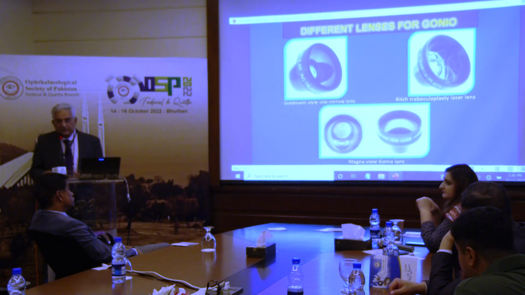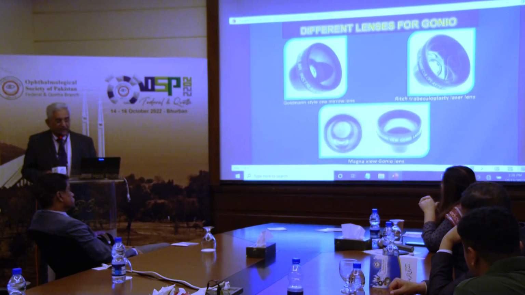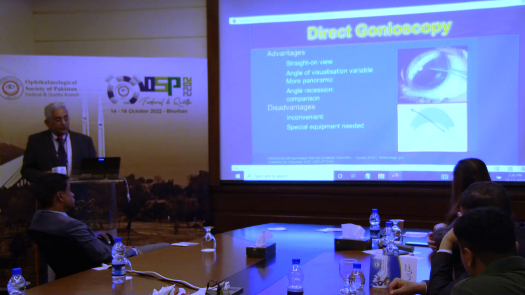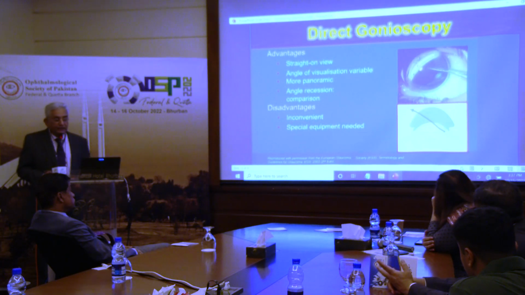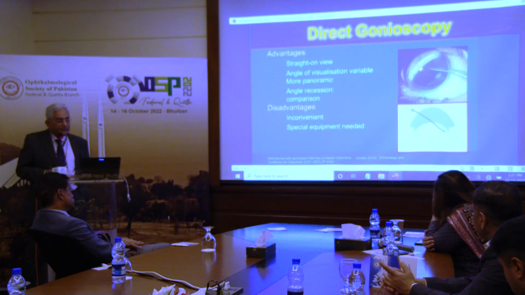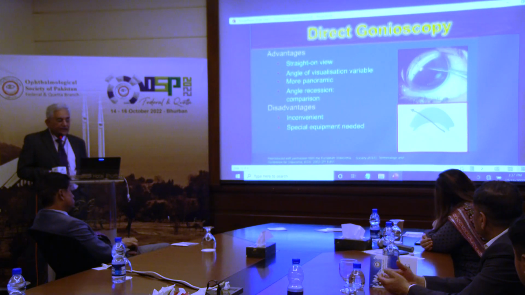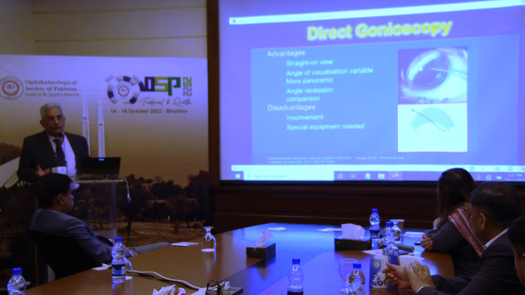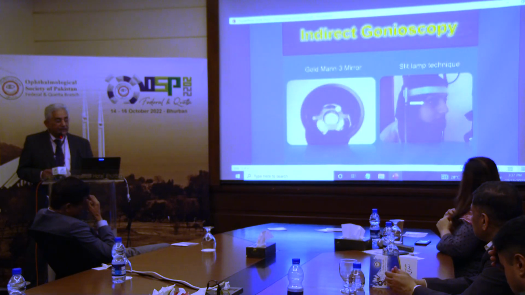If you are a glaucoma surgeon, you can buy good fancy lenses with different angles. So direct gonioscopy has many advantages. This is a picture from a goniotomy operation theatre patient. You can see the OSP lens has been applied. It is a straight on view, angle of visualization is variable, more panoramic, and angle recession and comparison can be done. Disadvantage is it is very inconvenient. If you have ever seen a goniotomy, the patient has to be positioned, the lens has to be positioned and special equipment is needed.